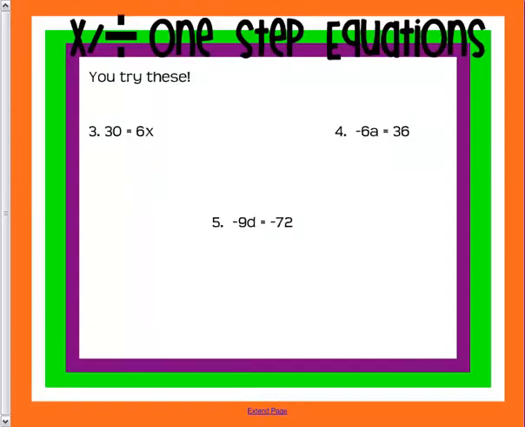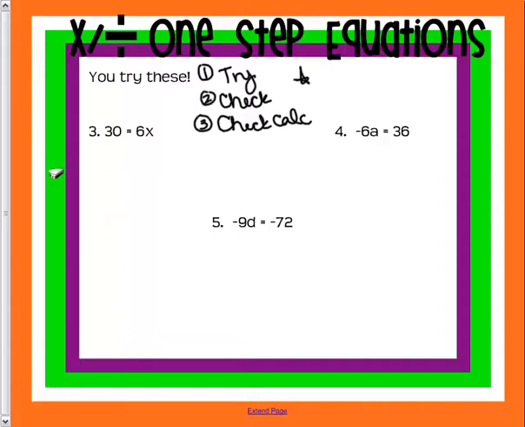All right, so you try these, okay? Try not to use a calculator either. I know that it might be a little bit more difficult, but I want you to check your work and then check your work with a calculator. So step 1, try the problem. Step 2, check it. Step 3, check it again with a calculator. Okay, this is step 1, 2, 3. If you want to write those down in your notebook, that might be super special tomorrow. Okay, so try these, and I'll be back in just a second with the answers.